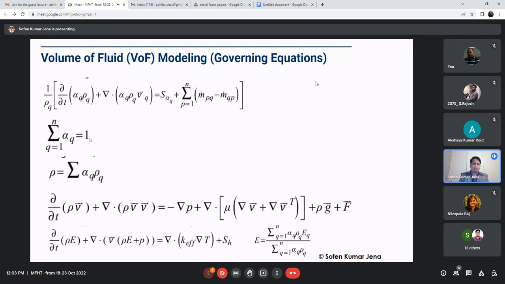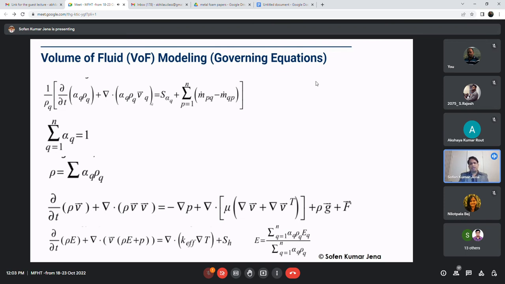Then once you find the volume fraction, what is the target? Then find the properties. You know the property of the gas, you know the property of the liquid. How do you know the property of the fluid present in the particular control volume? Then you have to do a weighted summation, where the weight factor is the volume fraction in a particular control volume. The volume fraction of the particular phase times the density, and if you sum over all the phases, you will get the corresponding density. The first equation here presents the corresponding continuity equation for the respective phases.